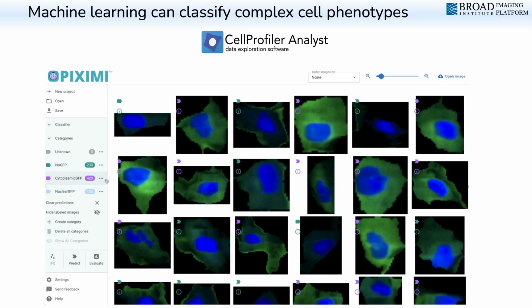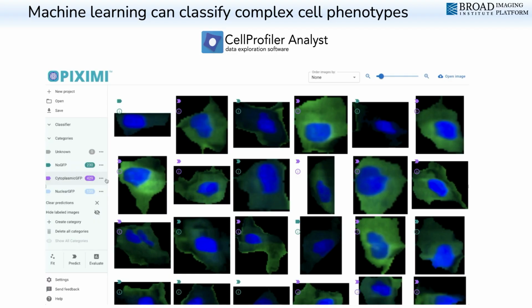The one I'm highlighting here is called Piximi, by our sister lab, the Simini lab. It is just a web-based tool. You can just run it in your browser, and it just uses your laptop or your computer's processing to do all the analysis. So there's nothing being sent to the server. It's all happening not just on your computer, but in your browser.